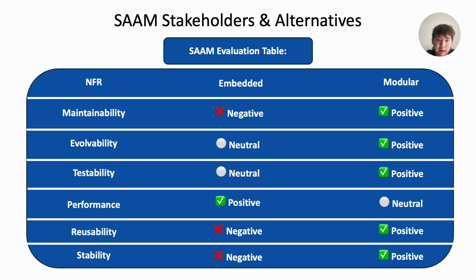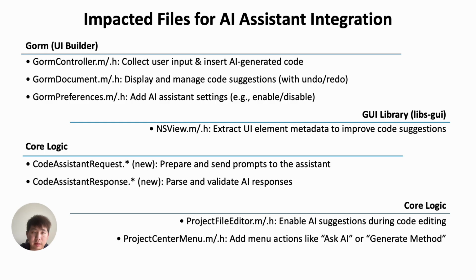It also sets a solid foundation for scaling the assistance to other tools in the future. In this slide, we're going to talk about impacted files for AI assistant integration. We updated key files in GORM, libsGUI, and Project Center to support the AI assistant. GORM handles user input and display suggestions, while NSView provides layout context.